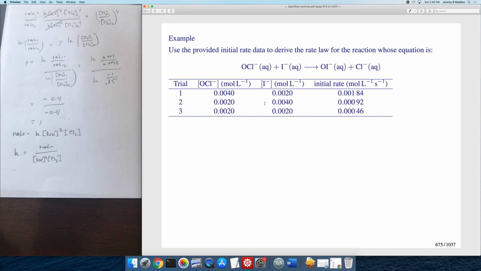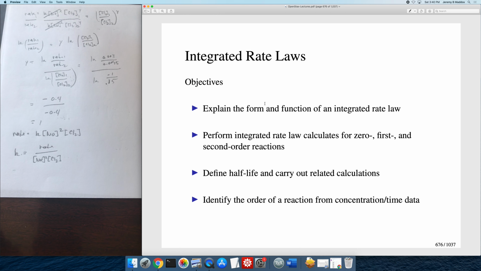Here's another example. It looks like, to me, you will be able to use the eyeball method for this because it's doubling. The next section is kind of long, so I'm going to go ahead and stop this video right here.